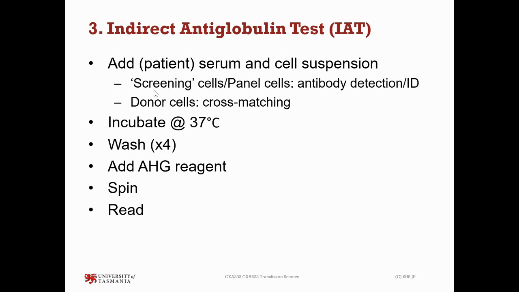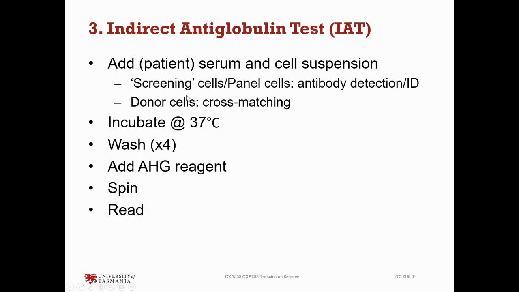So screening cells and panel cells, for that matter, are reagent red cells that have been thoroughly tested, and we know exactly what blood group antigens are present on their surface. So these are the blood group antigens of all of the clinically significant blood groups that, again, you will be learning more about next week. So we know the antigens that are present on these cells, in the screening cells and in the panel cells.